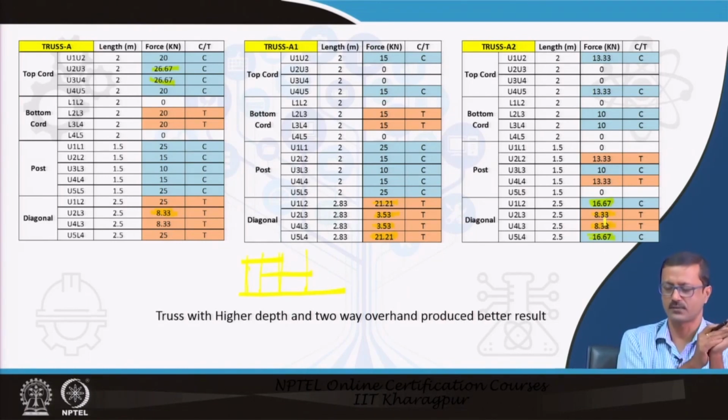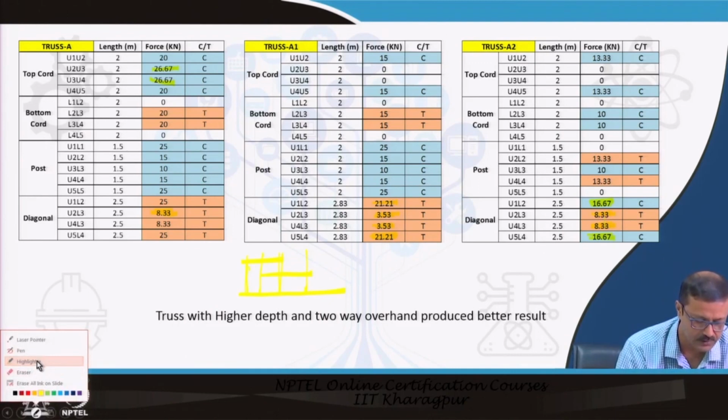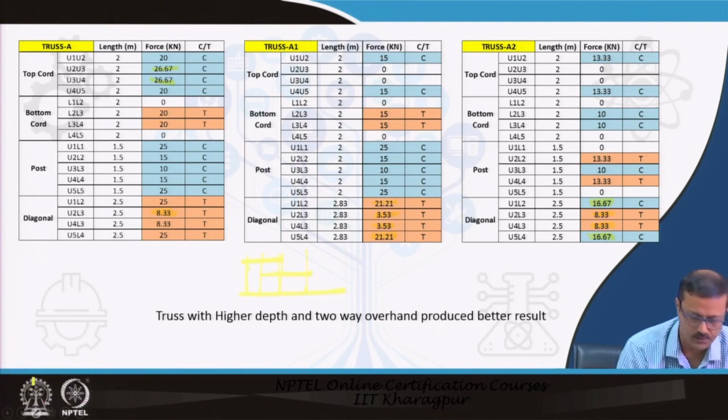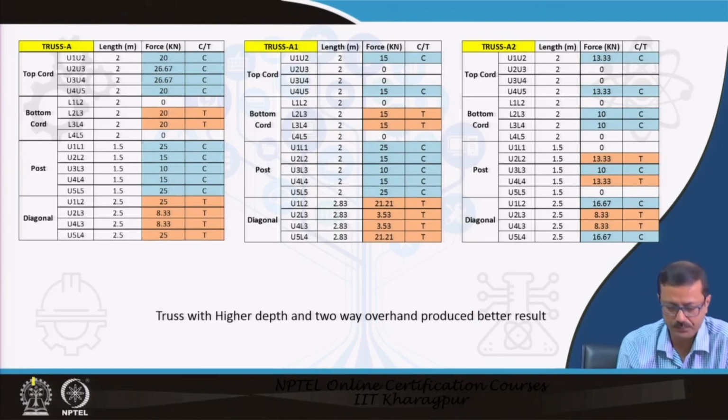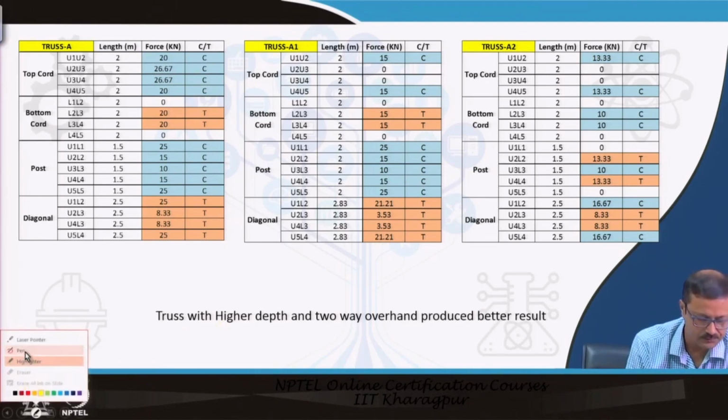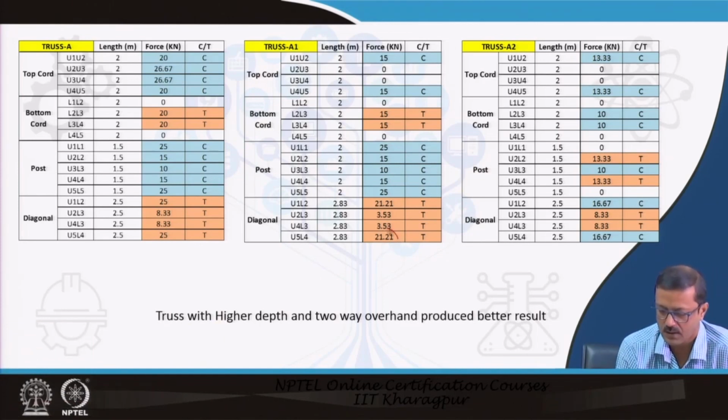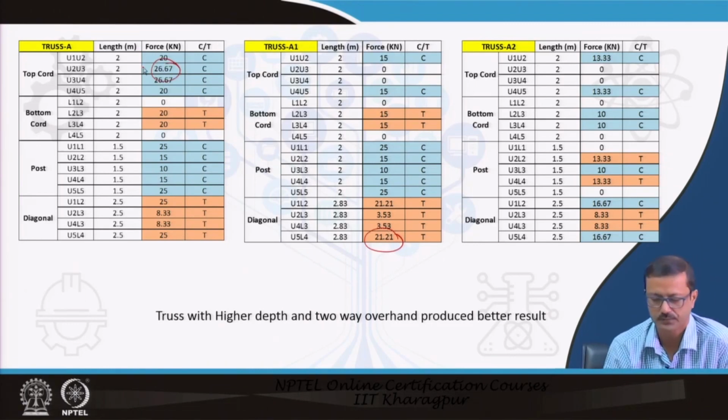I can say that the highest force is reduced by a considerable amount in case of two-way cantilevering of the truss also. So, this is one of the very important things that we have understood from this particular analysis of the trusses. So, we have written over here, truss with higher depth and two-way overhang produce the better result. Higher depth better result, as I understand, because this load is decreased from this point of view.